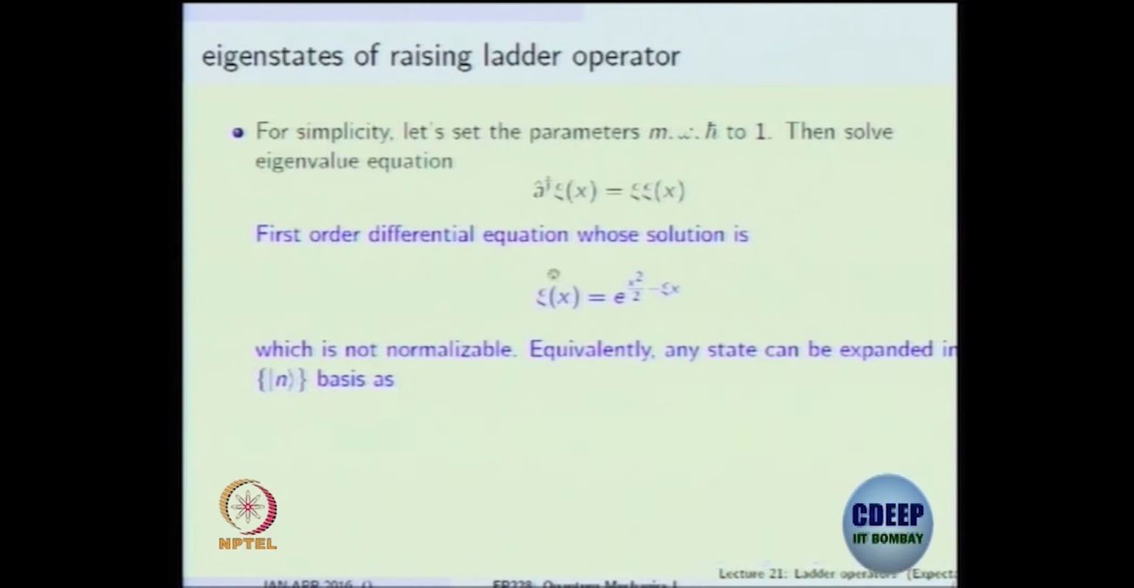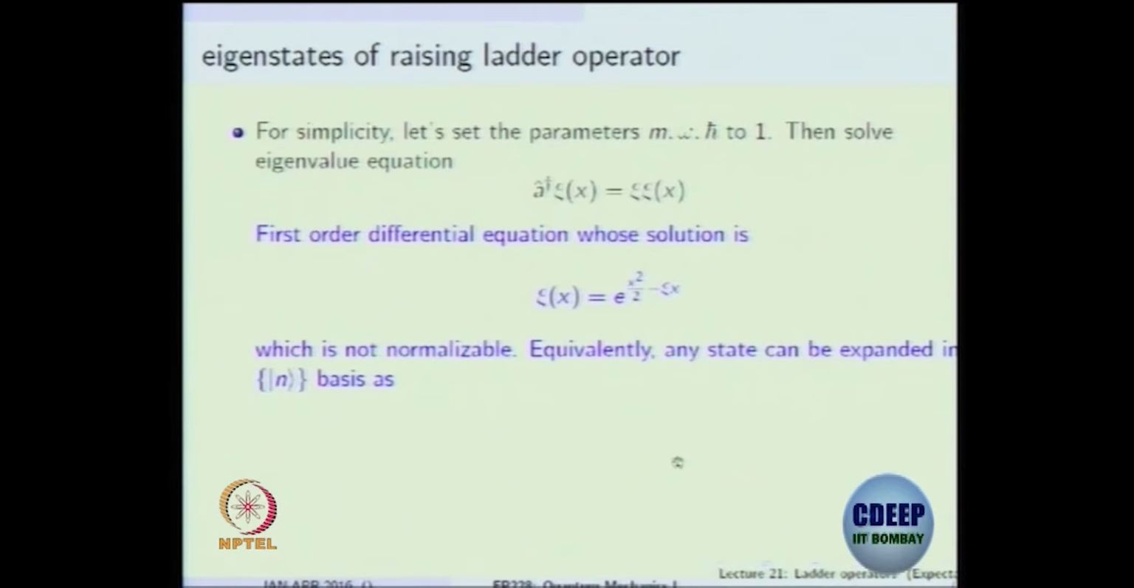But is this wave function allowed? Is this normalizable? This is not normalizable. It's not allowed. That's what we see. Or equivalently, I cannot find a normalizable wave function solution for this eigenvalue equation.